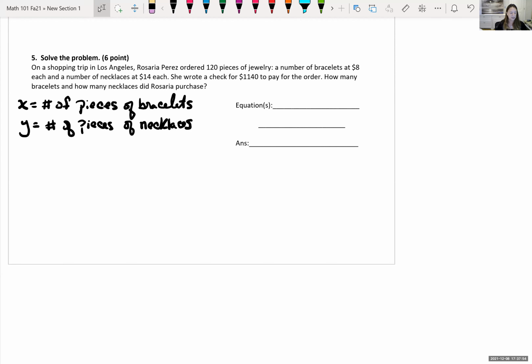Okay, so you had a chance to work on it. I chose x to be my number of bracelets. y equals the number of necklaces. We know that they got 120 pieces of jewelry. So we have x plus y is equal to 120. And then we know the costs. So for the bracelet, we're going to do $8 for each bracelet they get, and x is the number of bracelets, plus $14 for each necklace. And this was equal to a total of $1,140.